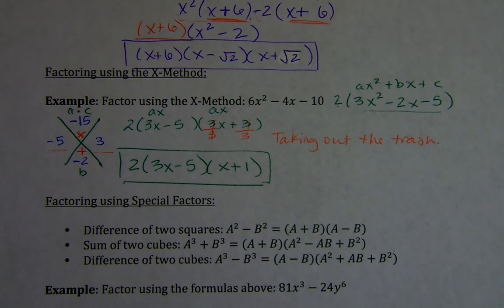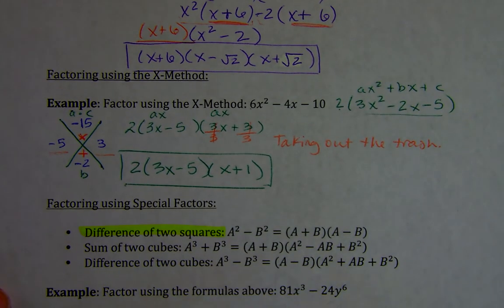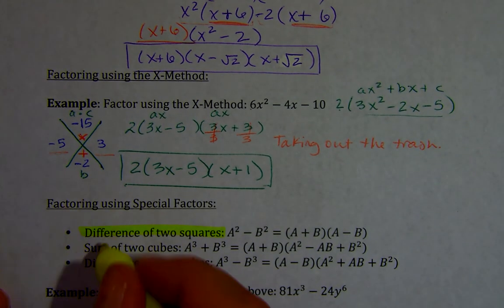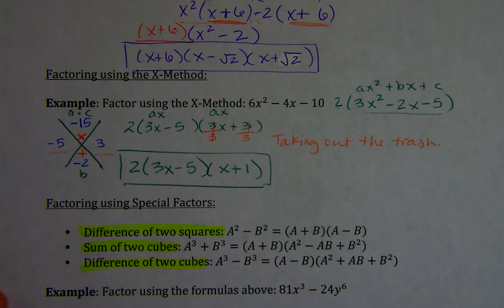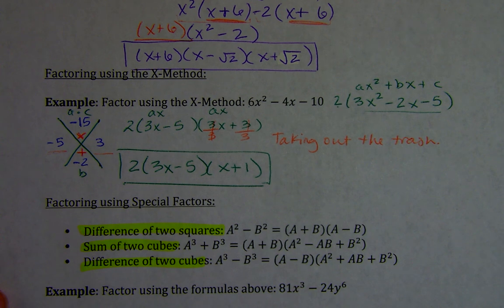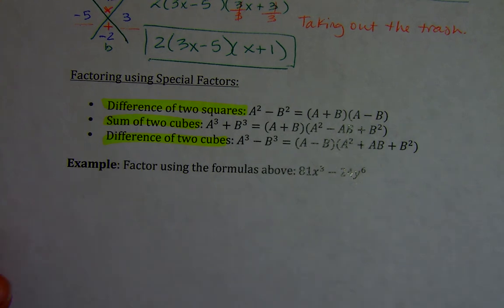All right, so now we can also use factoring using special factors here. So if I have the difference of 2 squares, I can just factor like that. If I have the sum of 2 cubes, we have 2 equations here, and the difference of 2 cubes, we have that equation right here. So we can use both of those. Now let's go ahead and get to our last example here. It says factor using the formulas above.